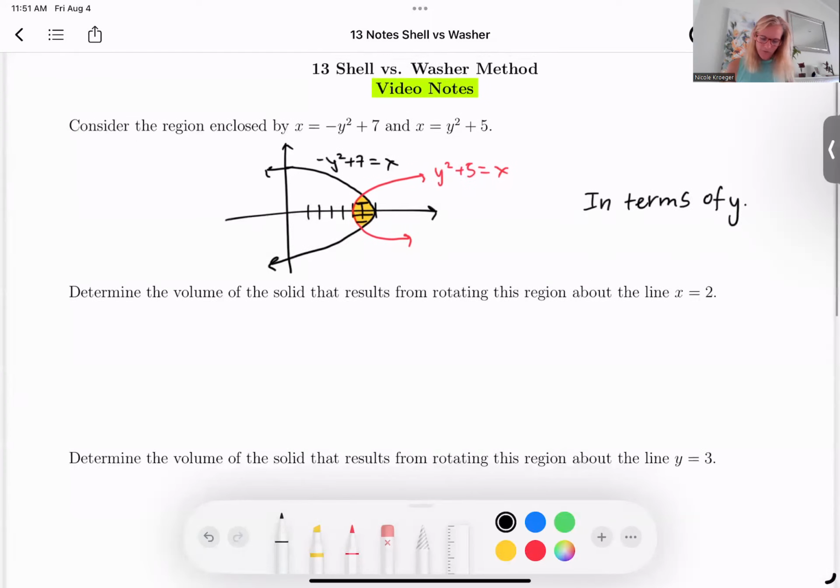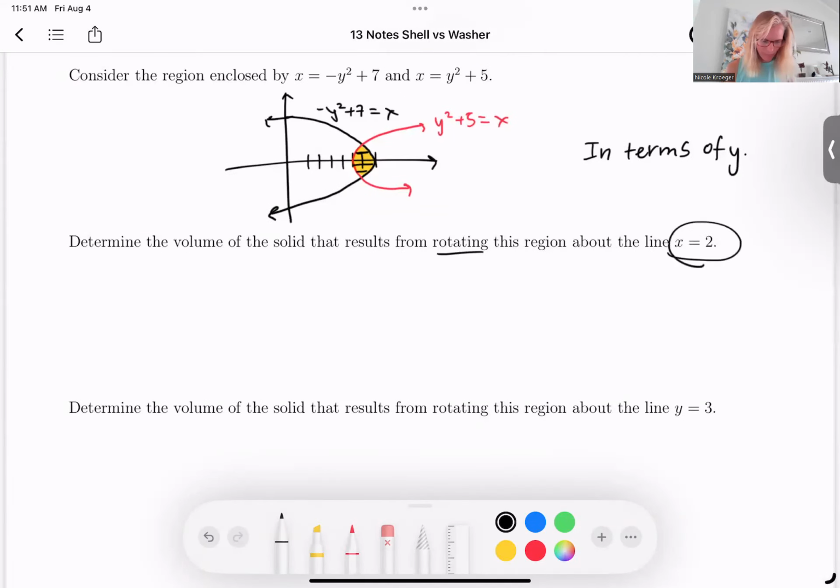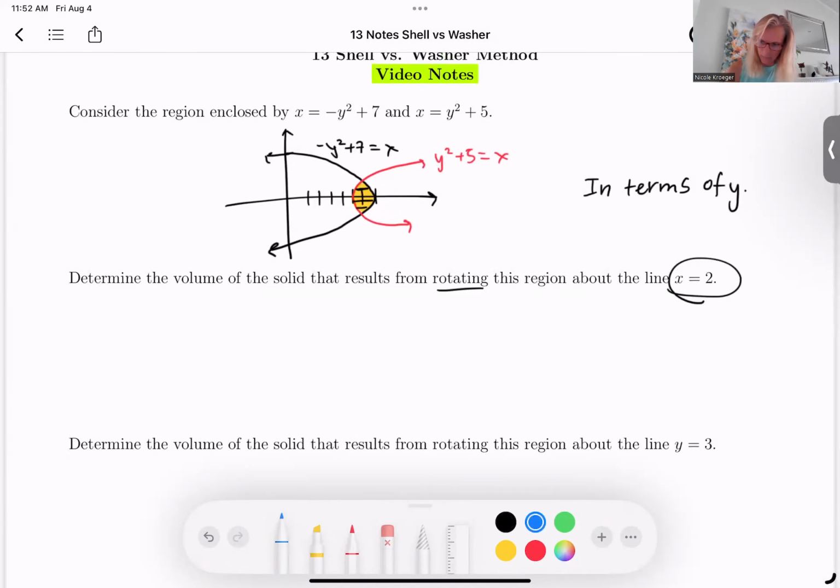Okay, so for this first question, determine the volume of the solid that results from rotating about the line x equals 2. So the line x equals 2 is this line here. Okay, so if we rotate this region about the line x equals 2, let's take 2 pens here. So we've got our x equals 2, and then we have that little line we're rotating about. Maybe if I find a brighter colored pen here, maybe the green will stand out better. So we're rotating about that line.